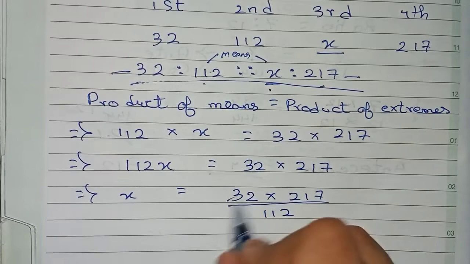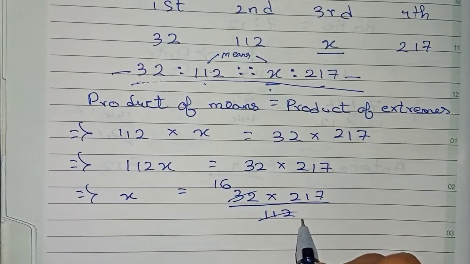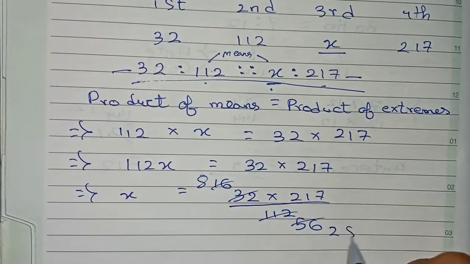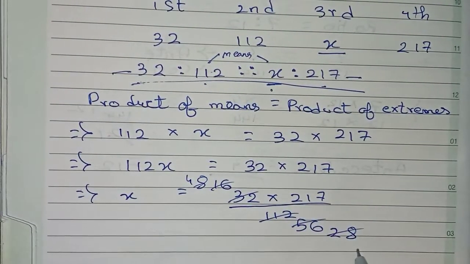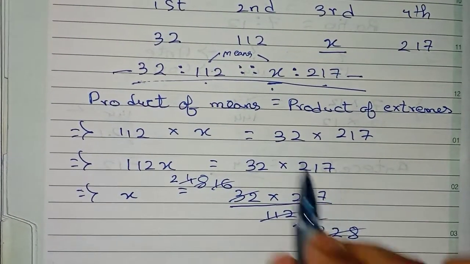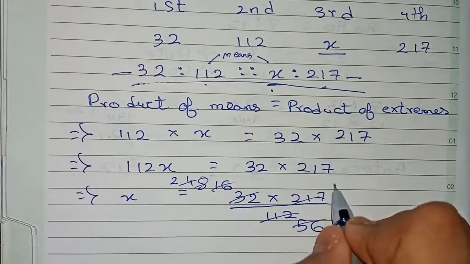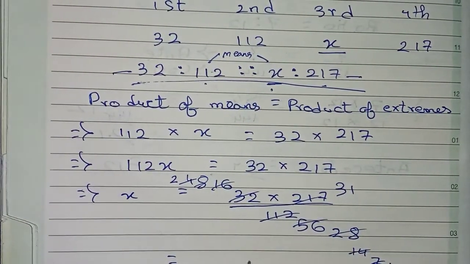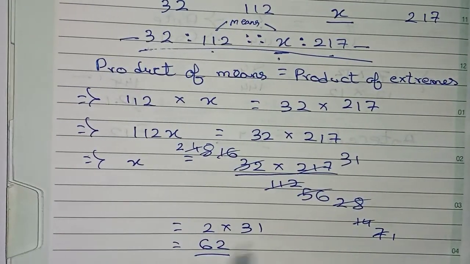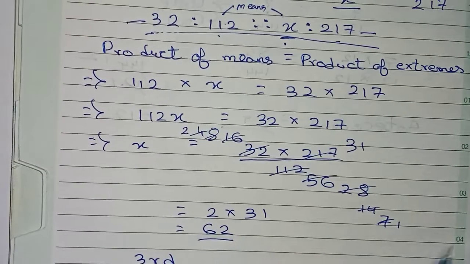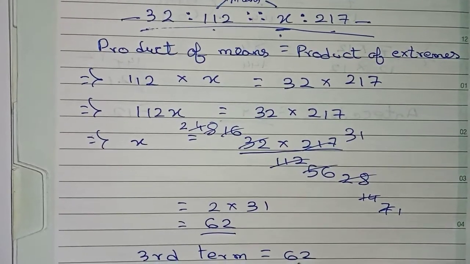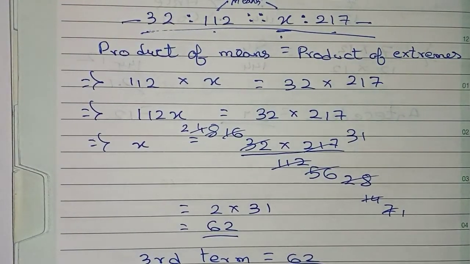Now I cut by 2 first, and again by 2, and again by 2, and again by 2. So it remains 2 by 7. Then I cut 7 and 217 directly, it will become 31. So it becomes 2 into 31, that equals 62. So that means our third term will be equal to 62. So we have got our answer for this question.